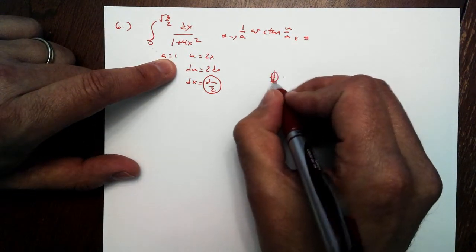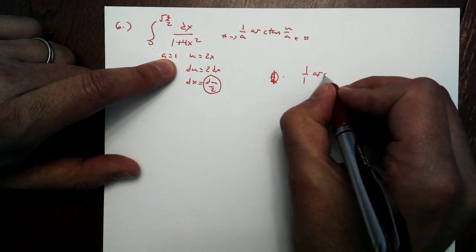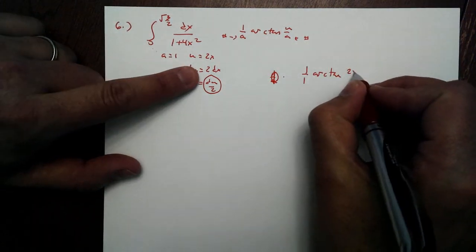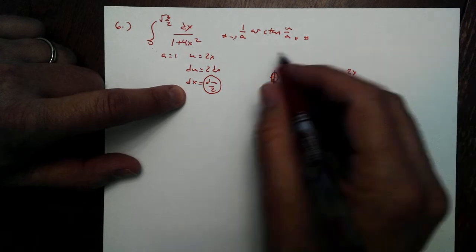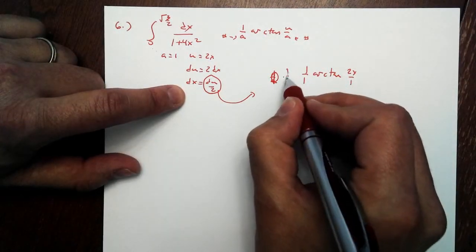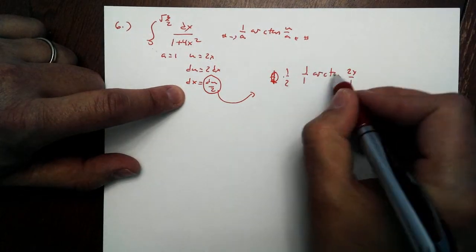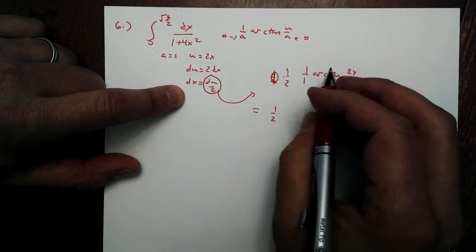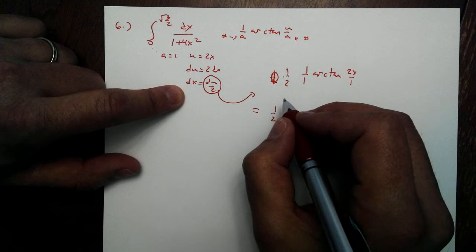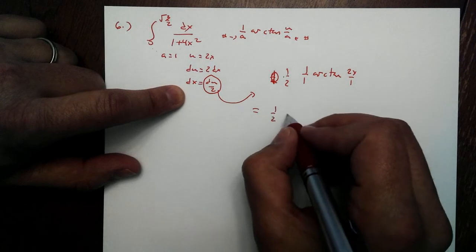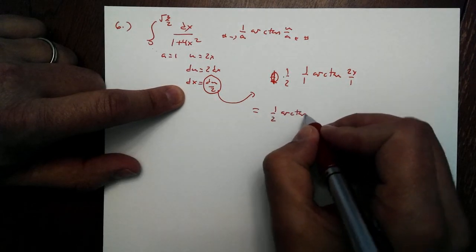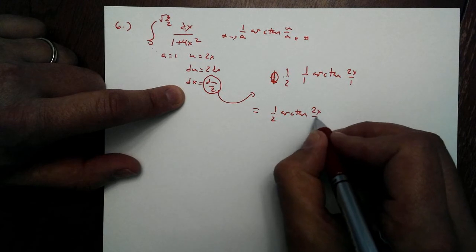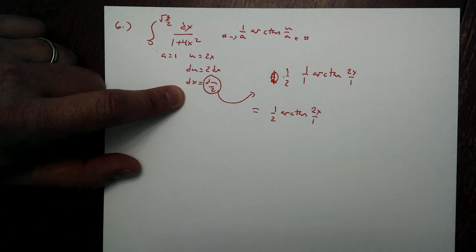So when I write out my arc tangent, this becomes 1 over 1. Whoops, I messed up already. 1 over 1 arc tangent u over a, which is 1. And don't forget, we have to multiply that by 1/2. So this really becomes 1/2 arc tangent of 2x over 1. And you can just write that as 2x.